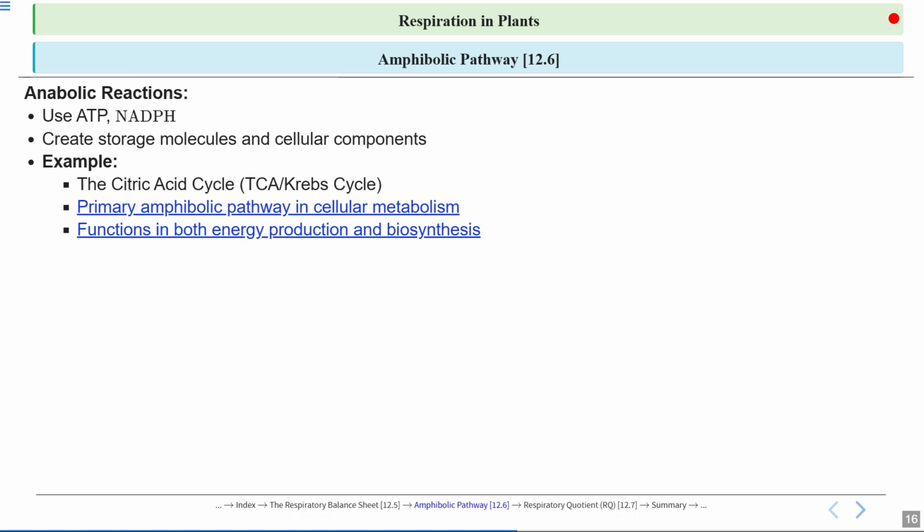An example of such a process is the citric acid cycle, that is the TCA, or tricarboxylic acid cycle, or Krebs cycle. Now, the citric acid cycle is a primary amphibolic pathway in cellular metabolism. What happens here? There is both energy production as well as biosynthesis taking place in TCA.